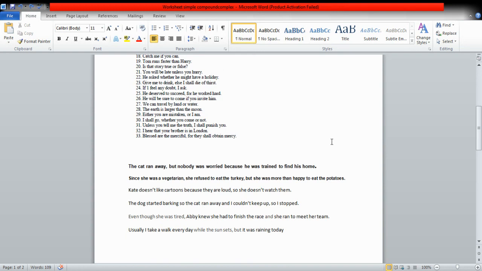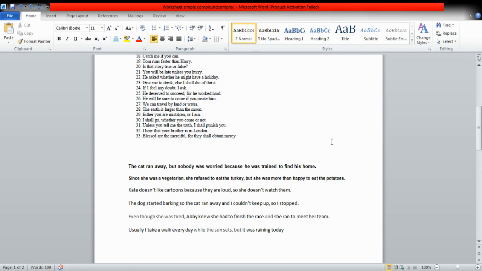The cat ran away, independent clause, but nobody was worried, another independent clause, because he was trained to find his home. It is a subordinate clause. So, students, it means that this sentence contains two independent clauses and one subordinate clause. So, it will be a compound complex sentence because a compound complex sentence contains two independent clauses and the rest of the clauses will be subordinate clauses.